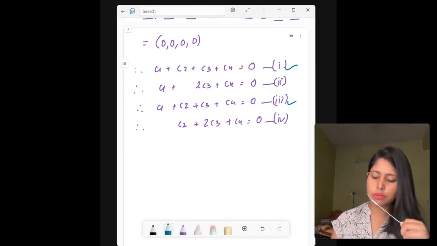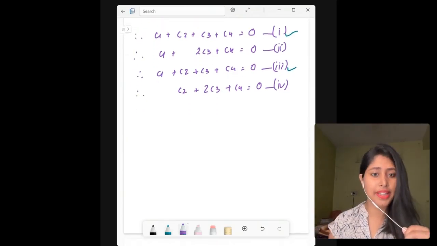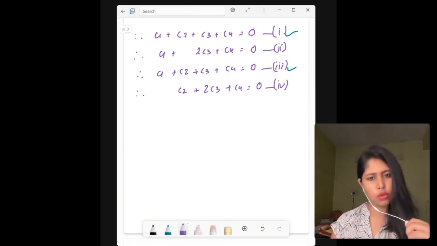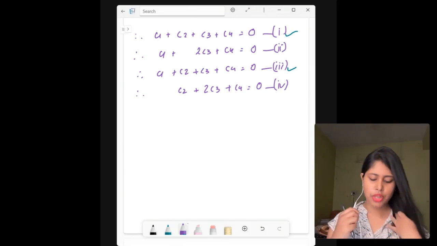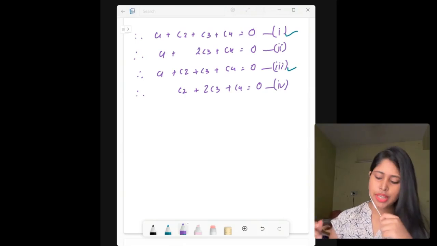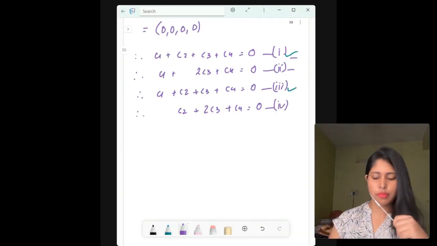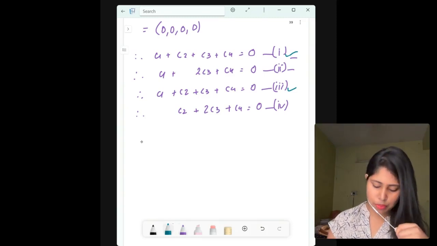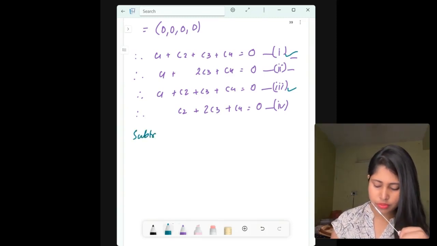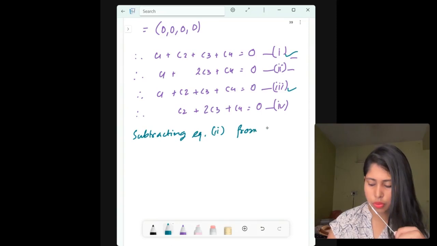Okay, so now we will just solve the system of equations. Now this is getting easier, right? Because now we have only three equations to deal with, and we already know how to deal with three equations. So let me just do it. What should be the first step? The first step should be subtracting equation number 2 from equation 1. Okay, so let me do that.